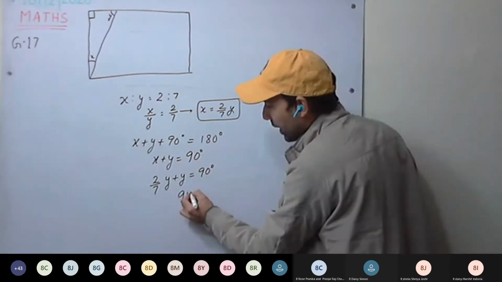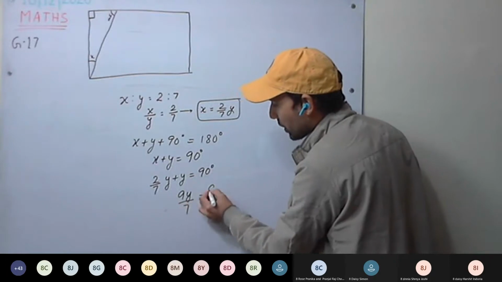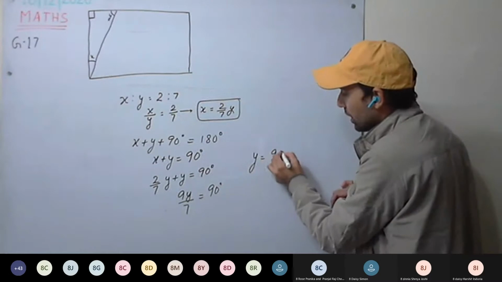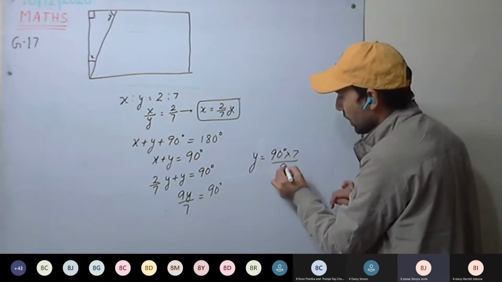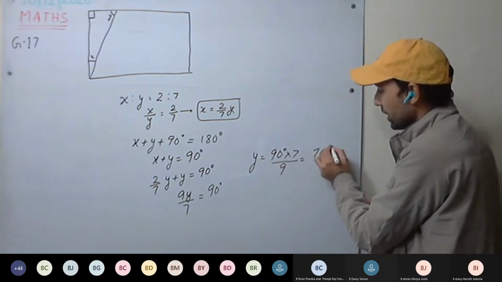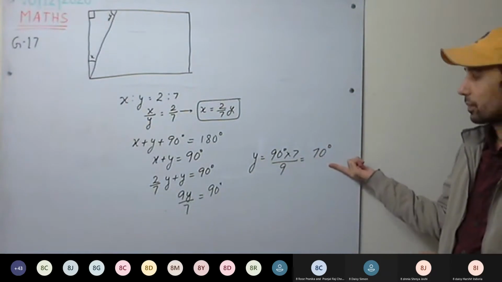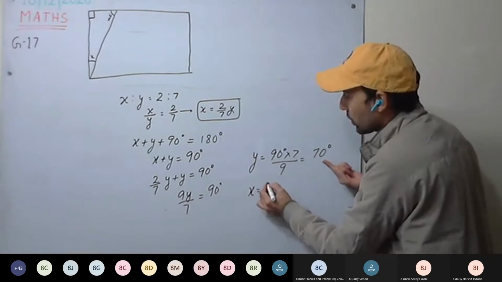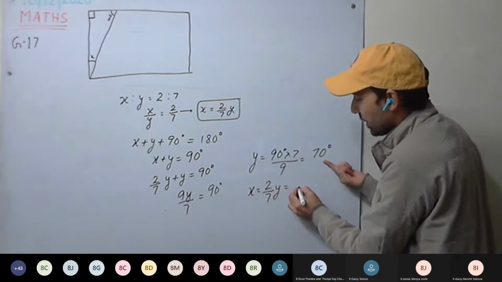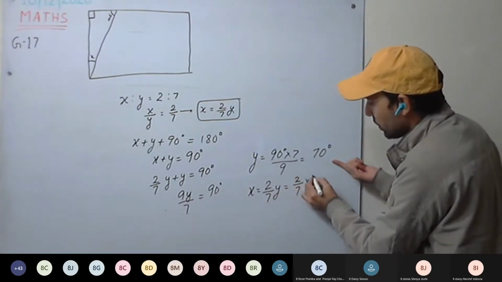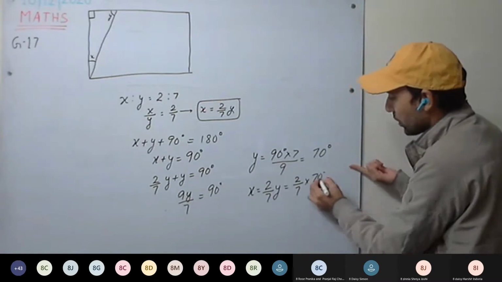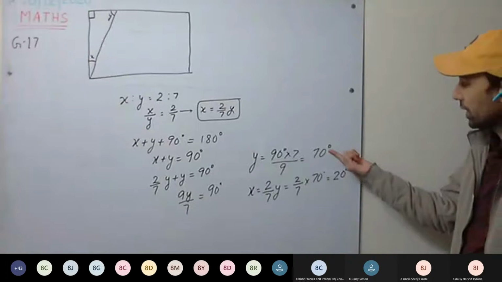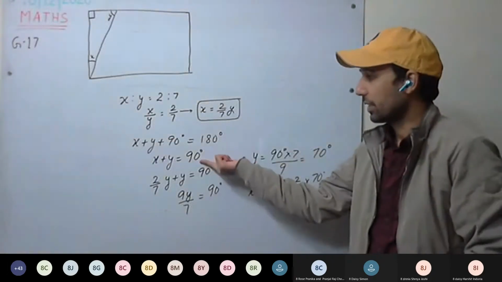And it will be 9Y upon 7 equal to 90 degree. So Y will be how much? 90 into 7, 70. It is 70 degree. X you can calculate. X equal to 2 by 7 Y. So 2 by 7 into 70 degree. It is 2 into 10, 20 degree. You can check as well. 70 degree plus 20 degree, 90 degree.